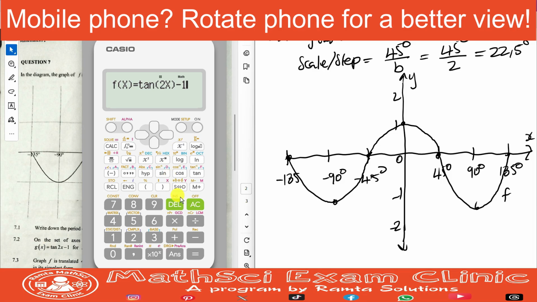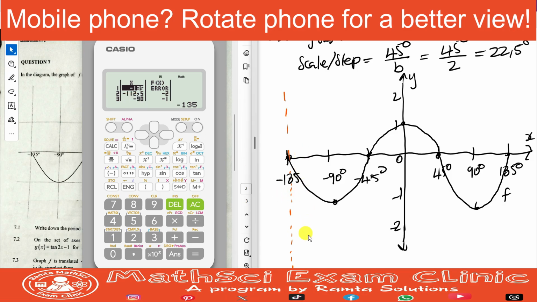Okay, proceeding. Then for g of x, where do you start? You're starting at negative 135, enter. You end at positive 135, enter. I said your step is 22,5. Then enter. Let's start. Now, what do you see when your x is negative 135? There's an error that says it's an asymptote, right? When your x is negative 112,5, it's midway here, it's negative 2.